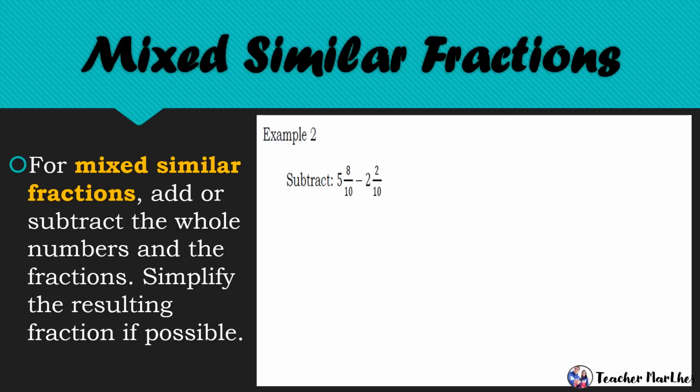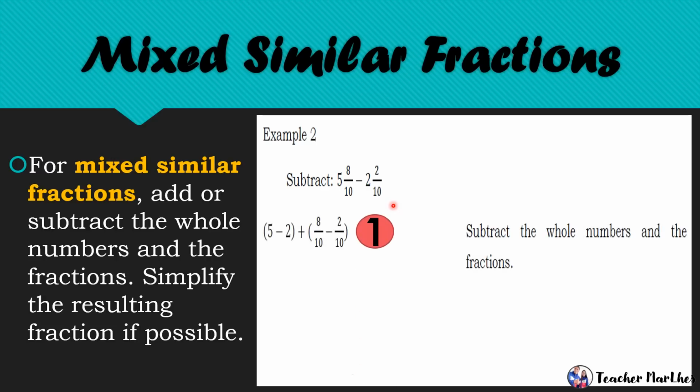Example number 2, subtract 5 and 8/10 minus 2 and 2/10. So similar fraction, proceed tayo sa subtraction ng whole number and the numerator. Subtract the whole numbers and the fraction. So we have 5 minus 2 and 8 minus 2. Then combine and simplify. So 5 minus 2 is equal to 3. 8 minus 2 is equal to 6.